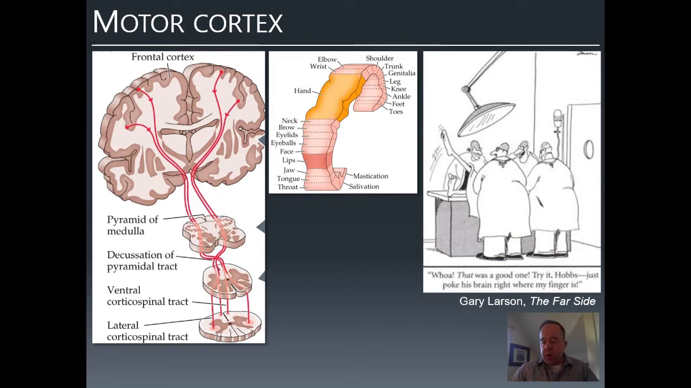This is a cartoon from The Far Side, and you may not be able to read it in this video, but if you look at the slides for this lecture, you should be able to see the caption. It's a cartoon of brain surgery, and the doctor is clearly poking the brain of the patient, who is kicking his leg up. And the doctor says, whoa, that was a good one. Try it, Hobbs. Just poke his brain right where my finger is. Hopefully brain surgeons are not actually doing this during surgery just for their amusement.